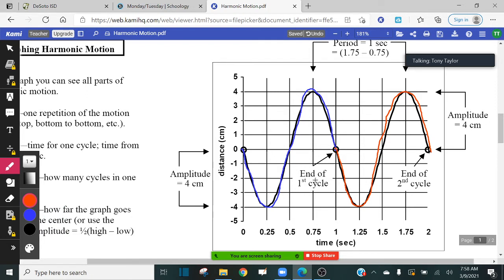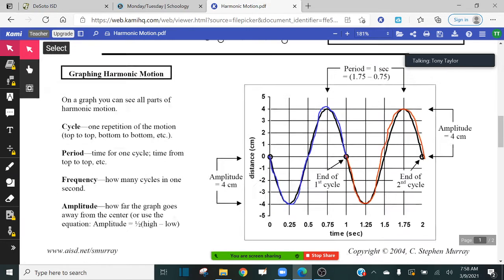Okay, so notice that curved line in red is an exact replica of the curved line in blue. So this part of the graph looks exactly the same as this part of the graph. So for this particular graph right here, we will say that we have two cycles represented on this graph. Two cycles. So in other words, the curve repeated itself 2 times. Okay. So guys, keep that in mind.